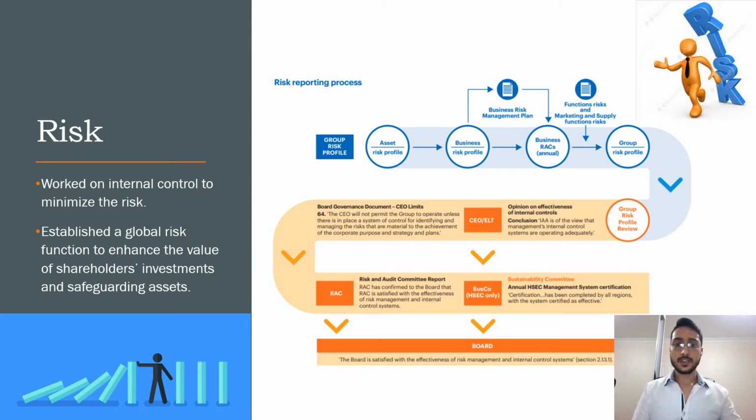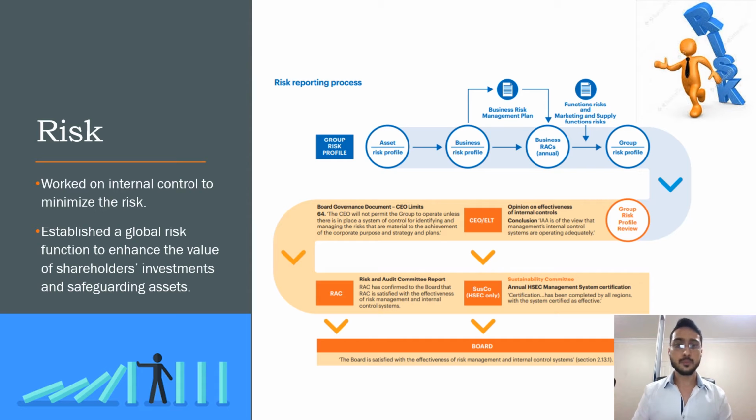For the risk, it has got the internal control and external control. The principle of BHP Billiton risk management and governance structure, the main thing is the internal control system, and it has got the system which identifies, values, evaluates, and manages business risk, with a view to enhancing the value of shareholders' investment, and also safeguards the assets.